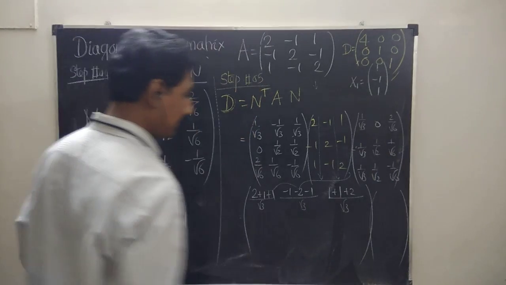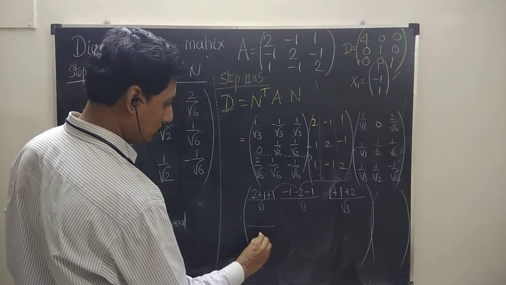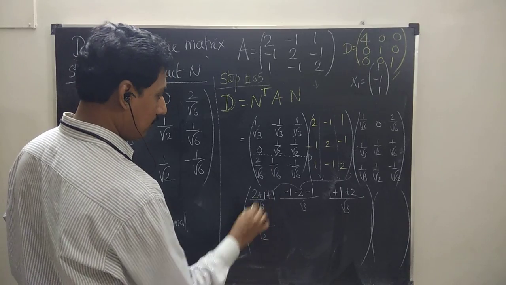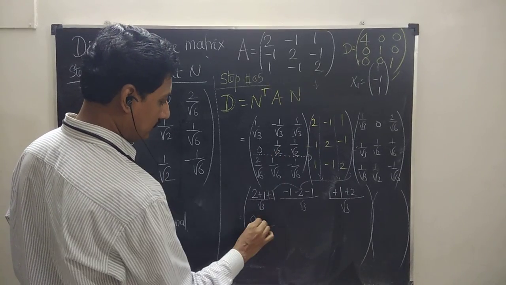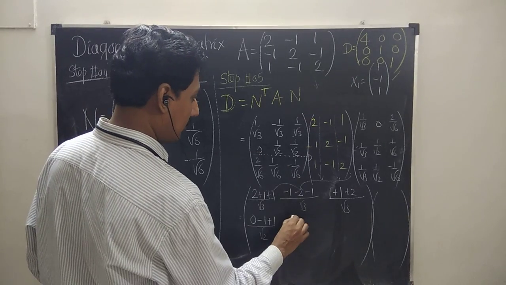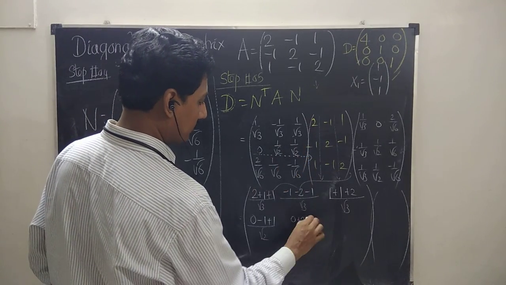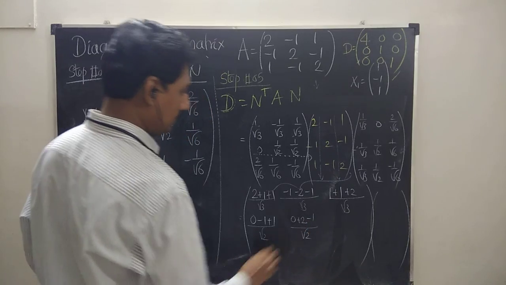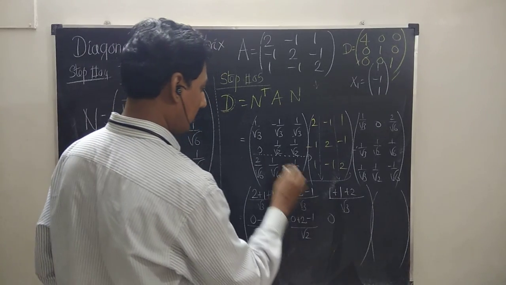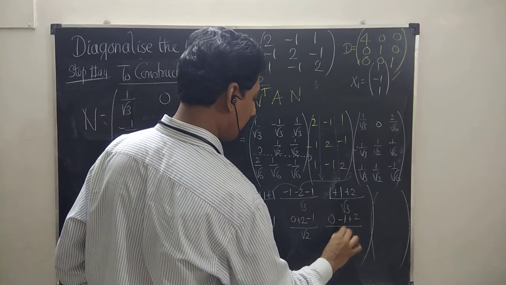This n was there here. Then second row with this column. So 1 by root 2 is taken outside. 0 into 2 is 0. 1 into minus 1 is minus 1. 1 into plus 1 is plus 1. 0, so it is 0. 1 into 2 is 2, plus 2, plus 1 into minus 1 is minus 1 by root 2. The last one: 0 into 1 is 0, 1 into minus 1 is minus 1, 1 into 2 is 2 by root 2.